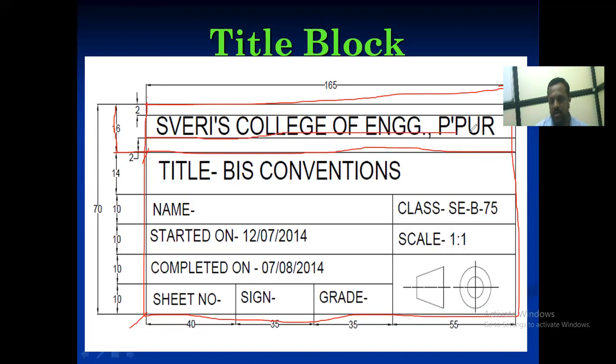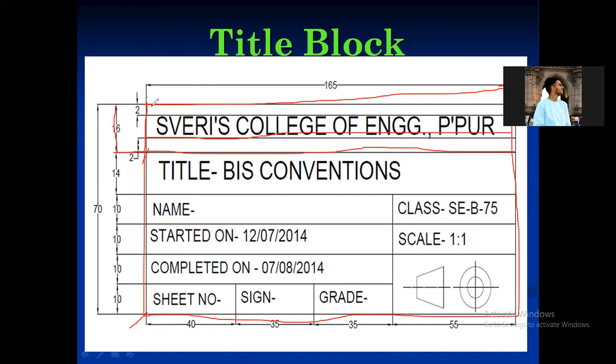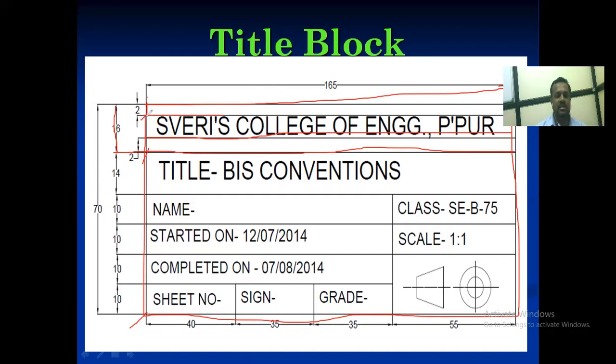Write down this. Again from this line we have to draw a horizontal line at a distance of 12 mm like this, and in between these lines we have to write down the name of the firm or the name of the college. If it is an academic sheet, we write the college name, and if it is an industry sheet, we write the name of the firm. Now this first point is completed.